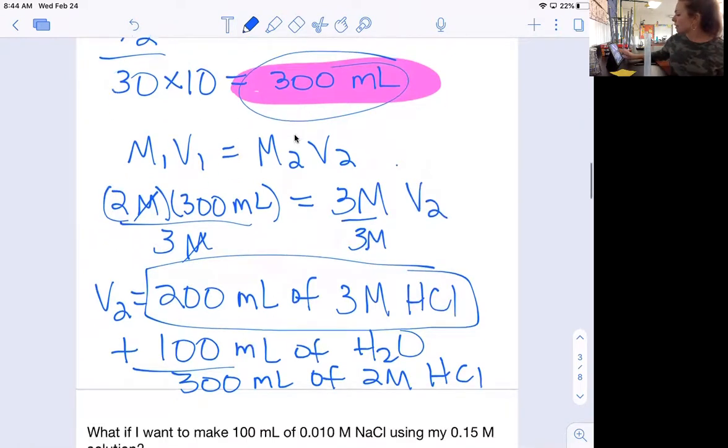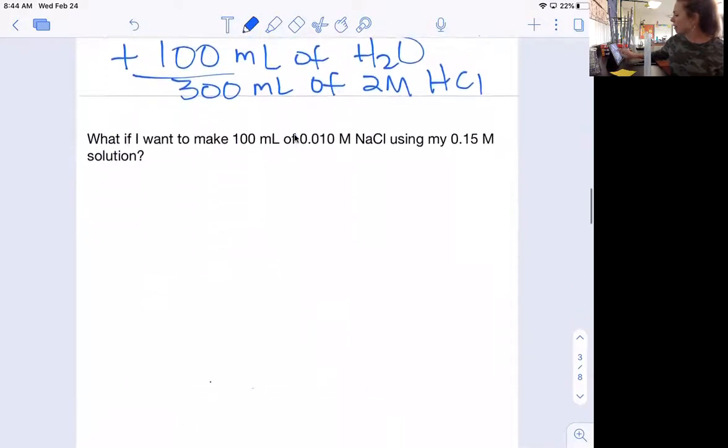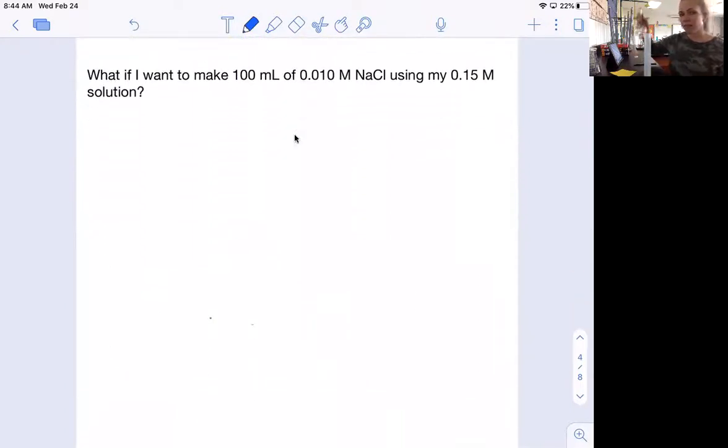All right, so I'm going to do it now using the salt water solution we just made. We'll pretend my solution was perfect. I'm not remaking it for you. So we'll pretend that it's exactly 0.15 still. All right, so here we go.